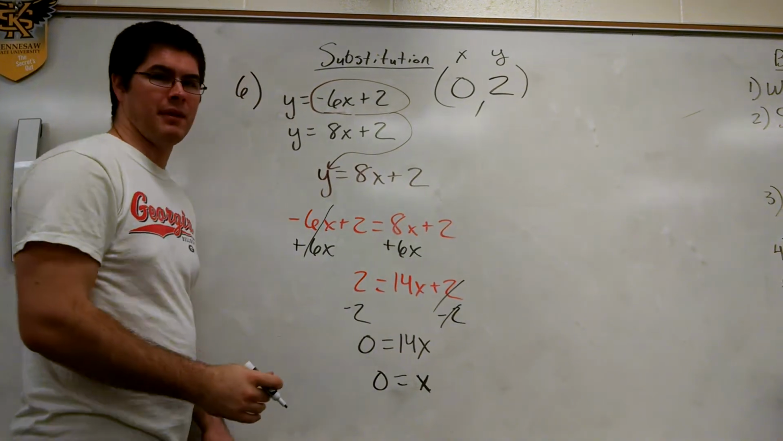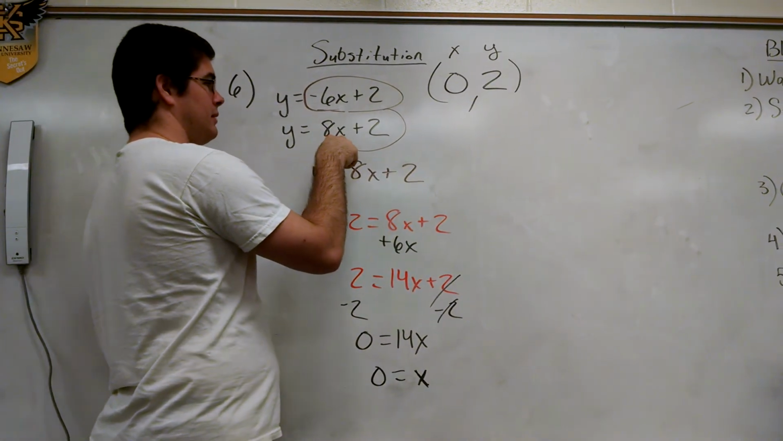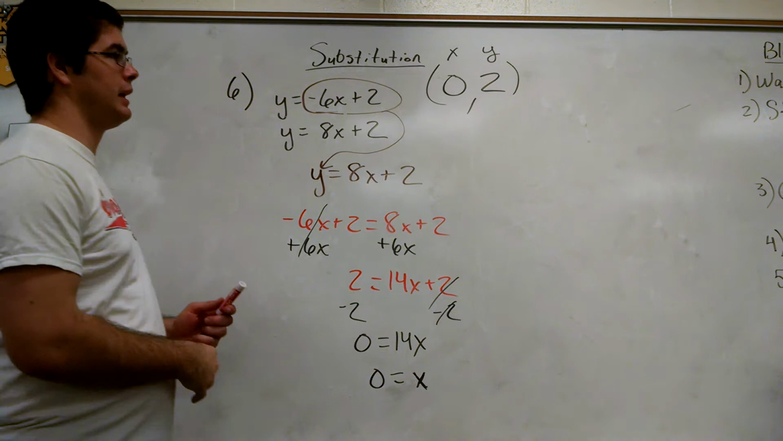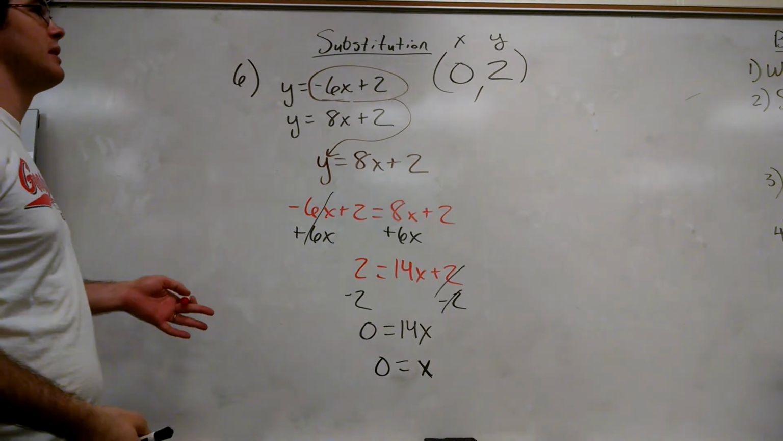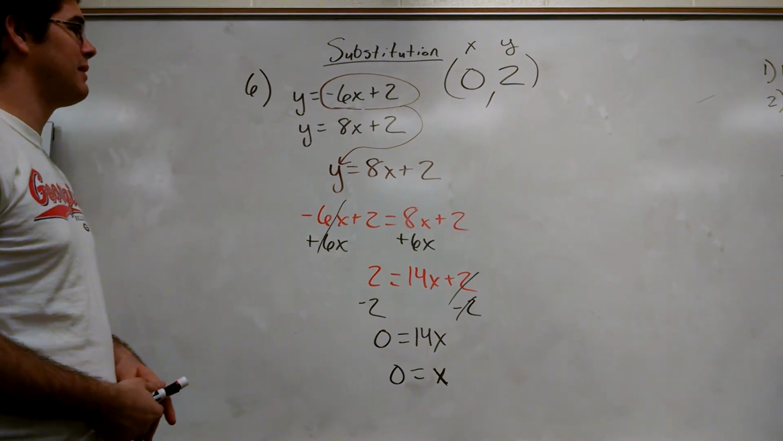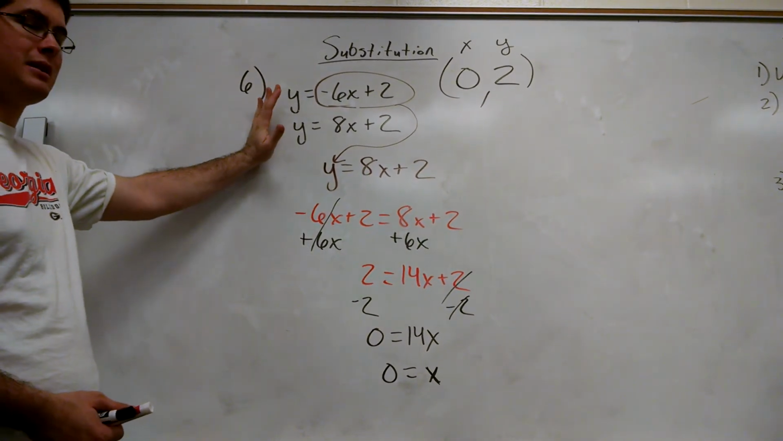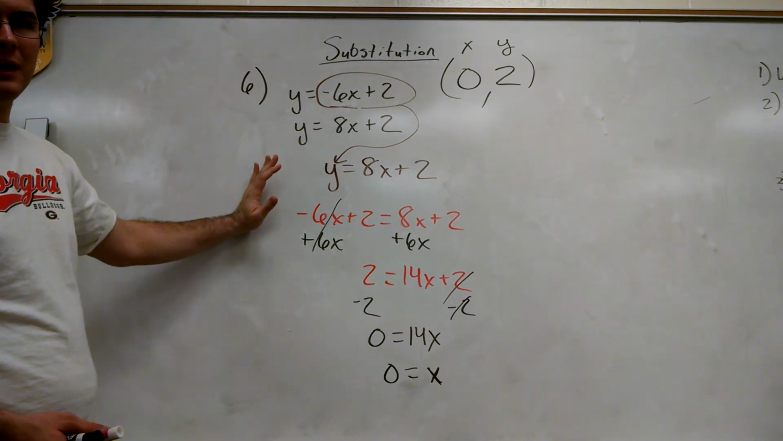And you can see the same thing if I plug it into the other equation. Okay, it'll give me the same thing. 8 times 0 is 0. 0 plus 2 is 2. Okay, and so the solution to this problem using substitution is (0, 2). Okay, and again, you're going to get the same thing no matter what method you use. If you use graphing or elimination, you'll get the same answer. This is just another road to get to the same place.